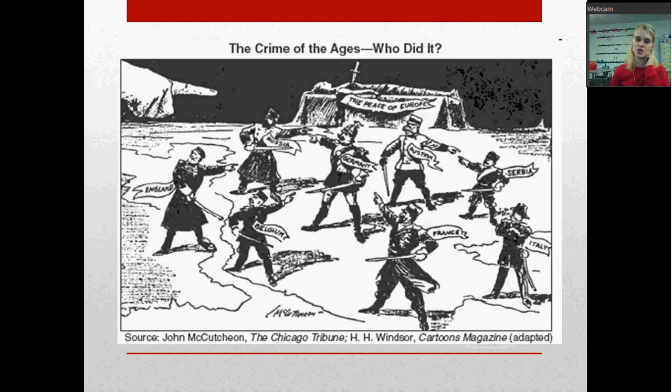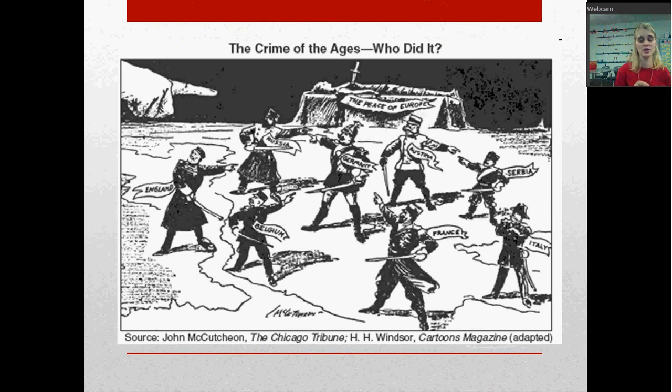This is an interesting political cartoon. The title of it is The Crime of the Ages, Who Did It? So what is the crime? Look at the back of the political cartoon there. There's a woman who's been stabbed, right? And who is this woman? She is the peace of Europe. So the peace of Europe has been murdered. Who did it? Well, everybody is pointing fingers at somebody else.